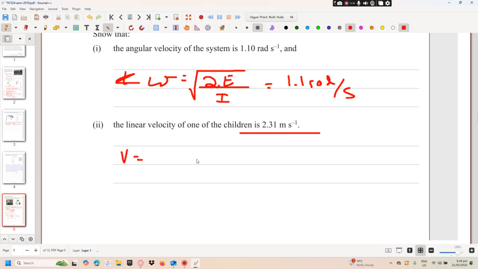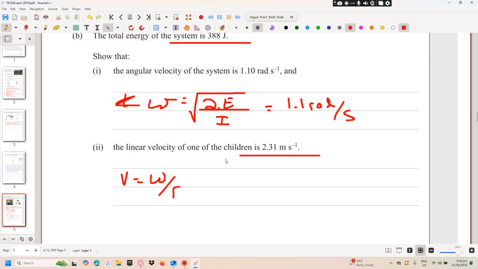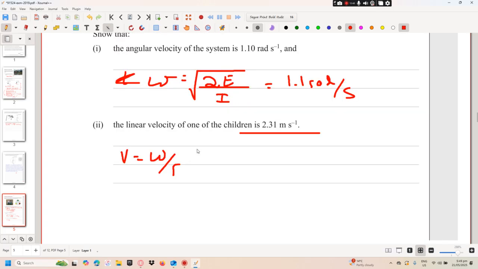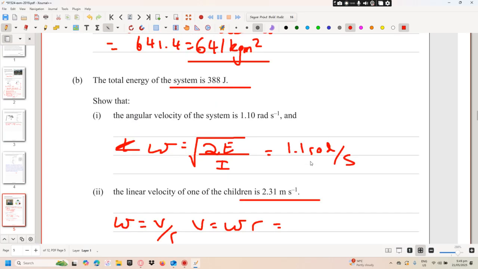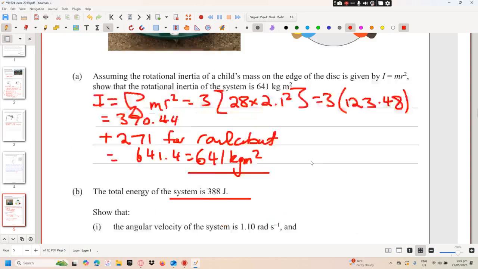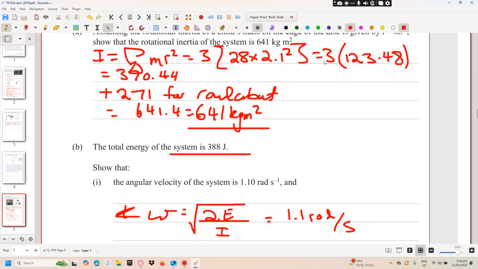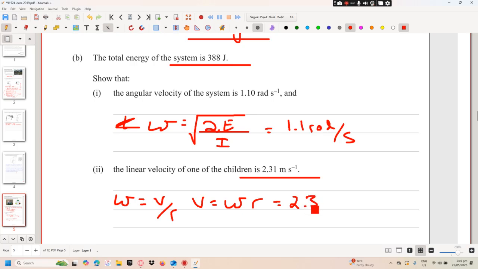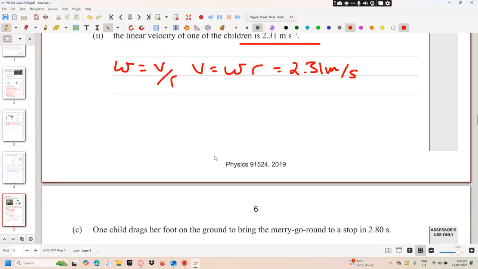Linear velocity. Okay, this is like v equals, what is that? It's like w and r or something? Or is it the other way around? Hang on. 1.1 on. Oh, it's definitely not that way around. I think it's w equals v on r, so v equals w r. 1.1 times 2.1 equals 2.31 meters per second.